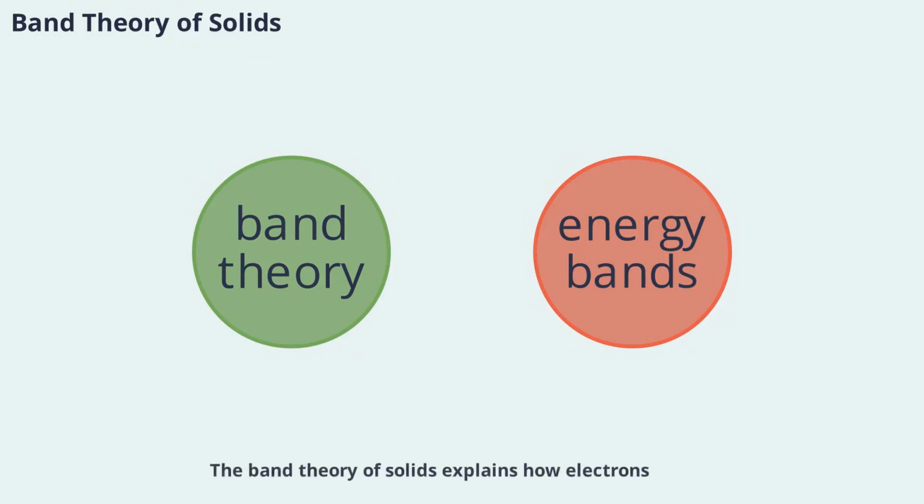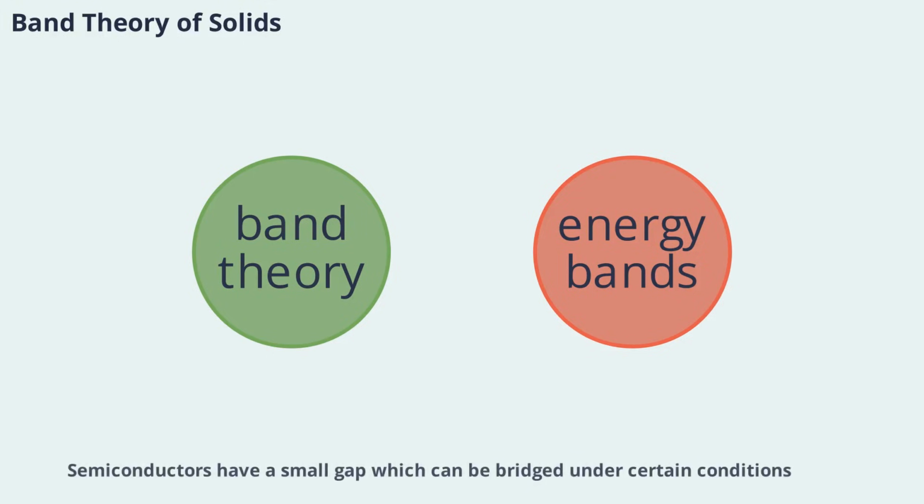Band theory of solids explains how electrons are arranged in energy bands within a solid. According to this theory, the ability of a solid to conduct electricity depends on the arrangement and overlap of these bands. In conductors, the bands overlap, allowing electrons to move freely. In insulators, a large gap exists between bands, preventing electron flow. Semiconductors have a small gap, which can be bridged under certain conditions. Band theory is fundamental to understanding modern electronics.